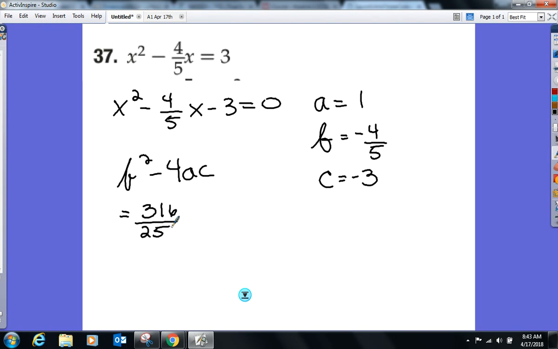And then, even though that looks kind of weird, is it a positive number bigger than 0? Yes. So that means how many roots do I have if it's positive? 2 real roots. Okay, 2 real roots.